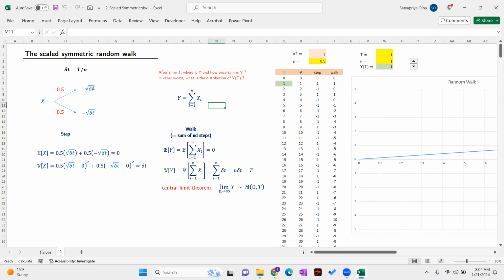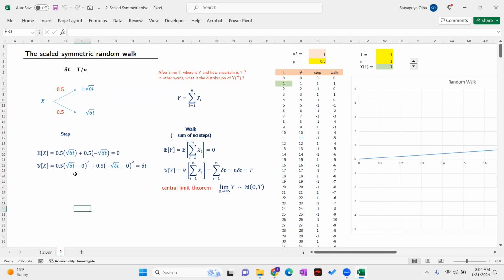So what I've done here is the step size has been scaled by the square root of delta t, and I'm keeping the signs intact. So with 0.5 probability we take a step of length square root of delta t, and with 0.5 probability we take a step of minus square root of delta t. Now let's see what happens. This choice is not arbitrary. There is a purpose behind this. What we get out of this is something that looks very nice. So let's look at it.